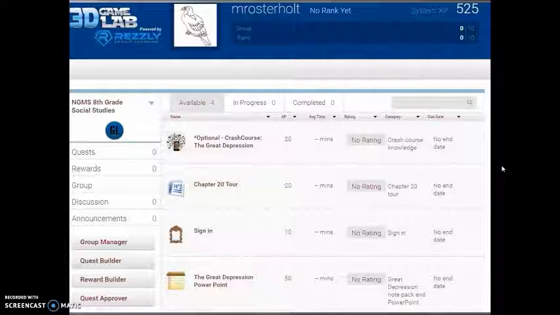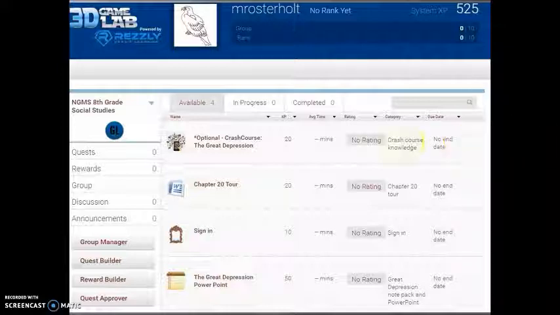A student that's more engaged with the challenges, leveling up. A student that might not be able to keep up with the regular classwork can augment that classwork with 3D Game Lab. So there's a lot of different ways that it can be used. This particular one is set up to start a particular chapter.